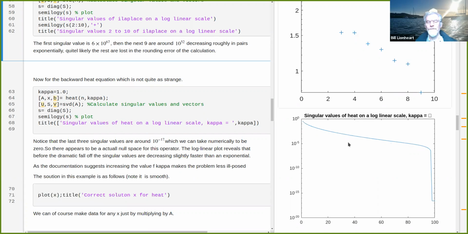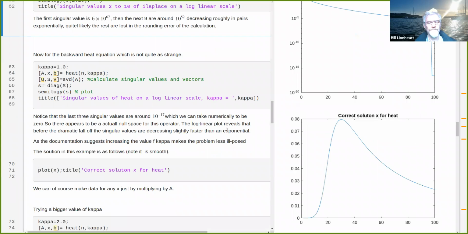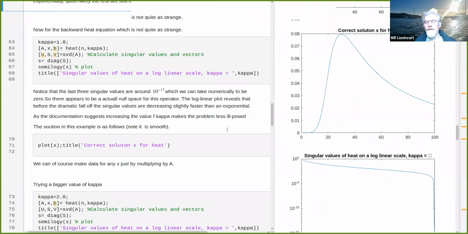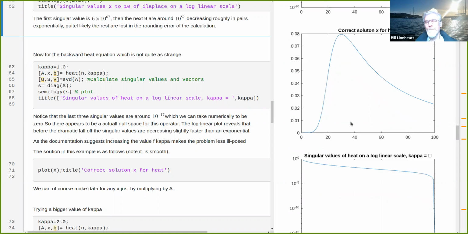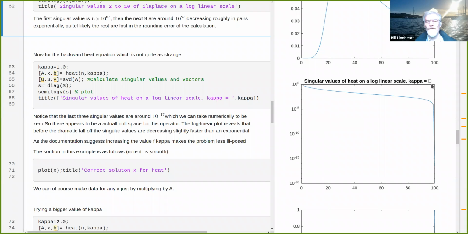And so faster than any power, and so something like an exponential. Okay, so these approximately 0. The correct solution for this example is this curve. In other words, that's the temperature distribution at time 0 that we're looking for. And in this case, it's fallen off.